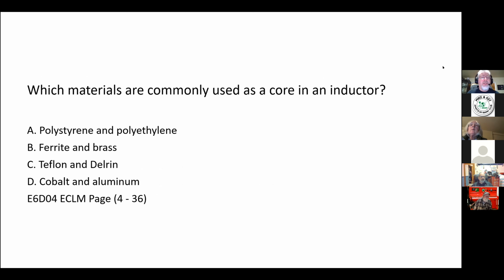Which materials are commonly used as a core in an inductor? A, polystyrene and polyethylene. B, ferrite and brass. C, Teflon and Delrin. D, cobalt and aluminum. Bravo. Bravo is correct. Ferrite and brass.